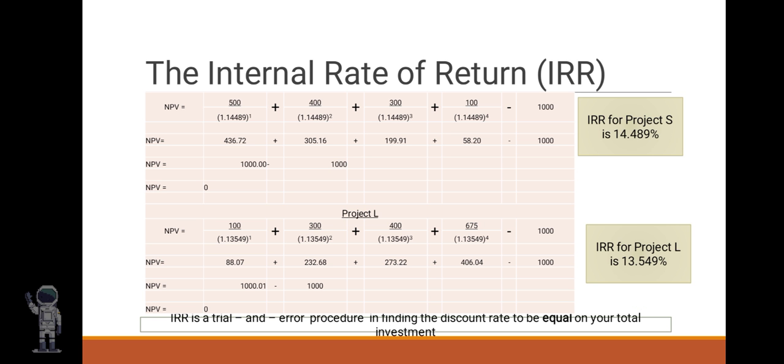So IRR is a trial and error procedure in finding the rate at which the present value of inflows equals the total investment. For example, if we invest 1,000, we try 13 or 14% until the present value equals your 1,000 investment, so the NPV is 0. It should be 0, equal to your 1,000 investment.